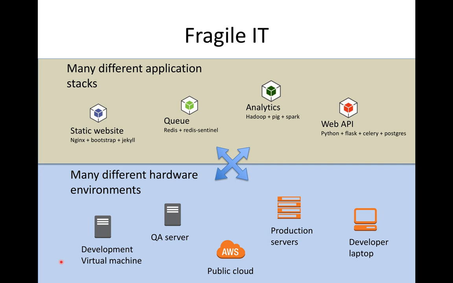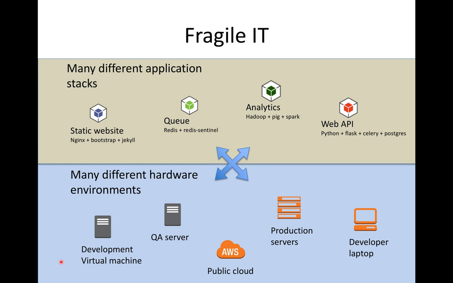So one of the challenges we face in IT traditionally is that oftentimes we're dealing with many different application stacks in our environment. We might have a static website application that's running on Nginx. We might have some sort of message queue, using something like maybe Redis. We might have an analytics stack that is running Hadoop and maybe Spark. We have a web API built using Python and the Flask framework. So we have all these different application stacks in our environment that we need to manage. We might have dozens of these. If we're working at a large company, we might have hundreds of application stacks that we need to maintain.